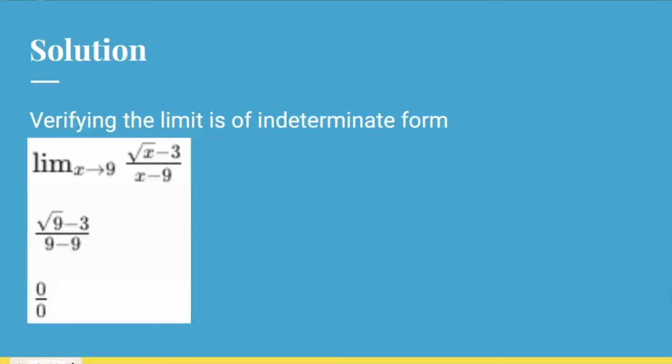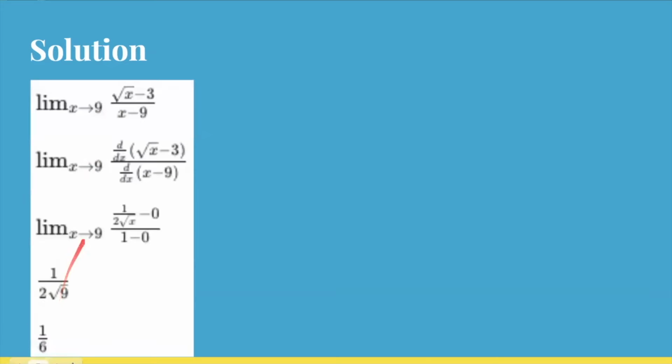The answer is, first you need to verify the limit is of indeterminate form. Just plug in 9 for x, and you'll get 0 divided by 0. So you take the derivative of the numerator and the denominator. The derivative of the square root of x is 1 over 2 times the square root of x, and the derivative of the denominator is just 1. Then you plug in 9 for x, and the final answer is 1/6.